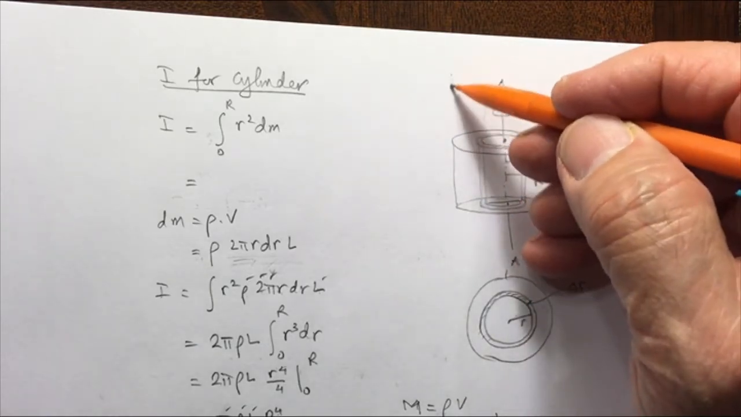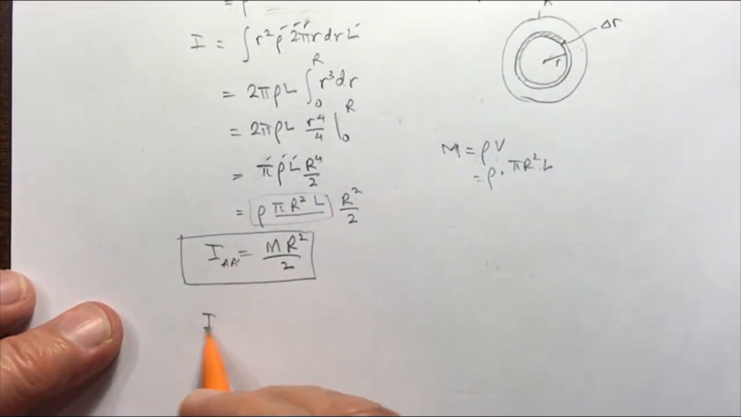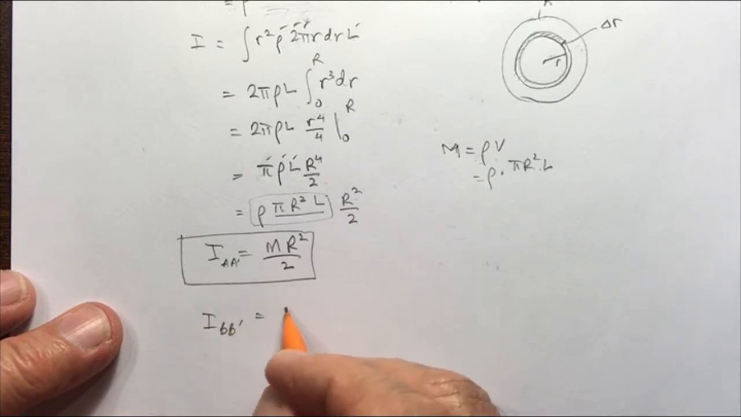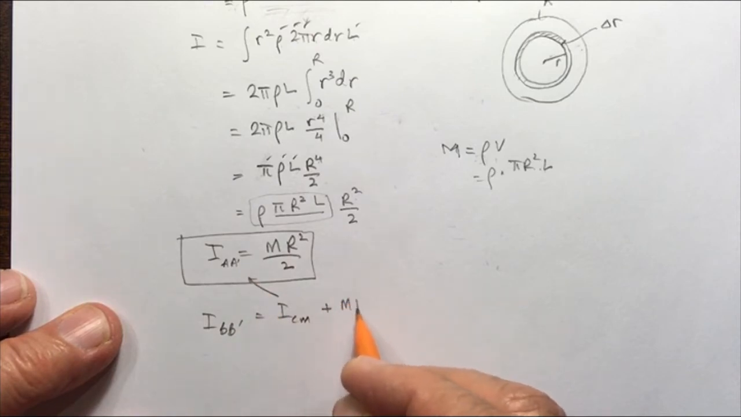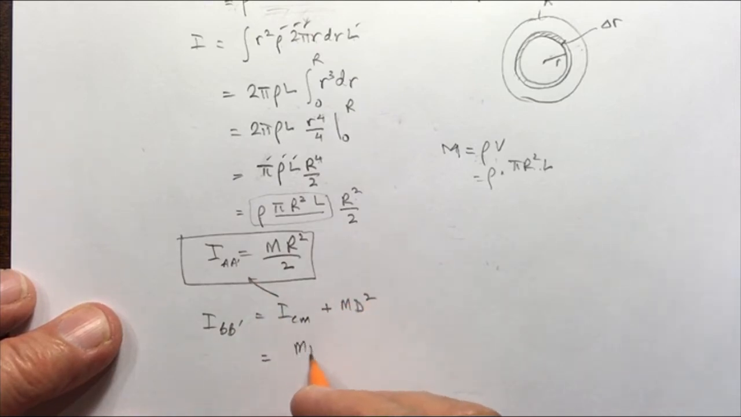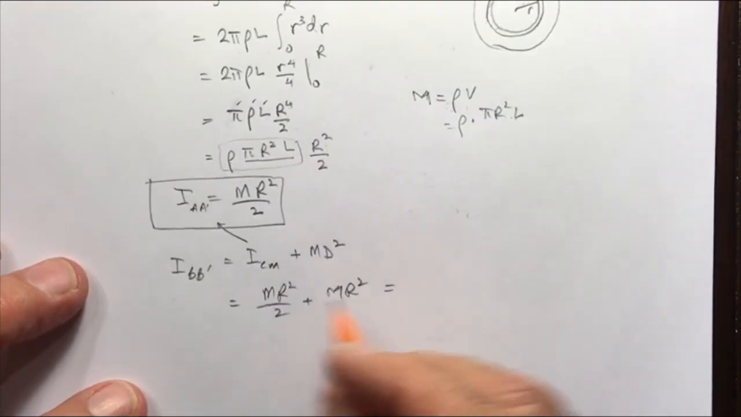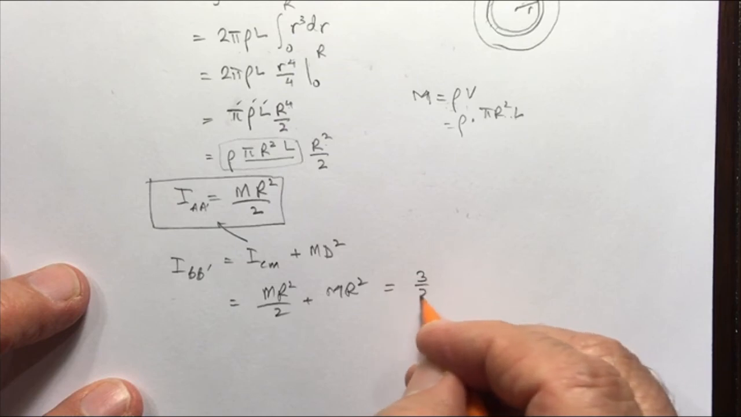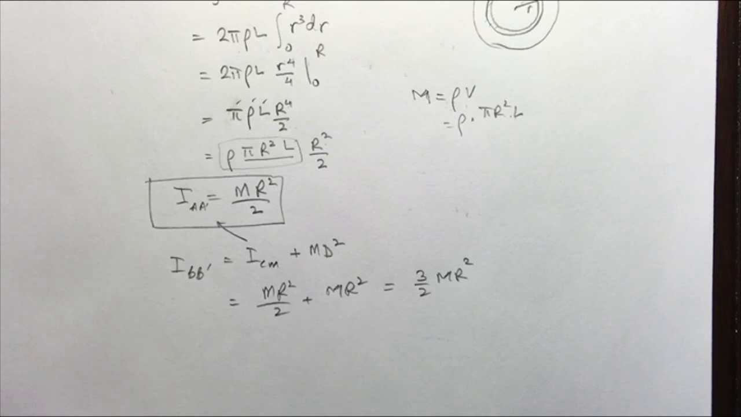Now if you want to find the moment of inertia about an axis that passes through here, all we need to do is I_CM, which is this, plus md squared. So it's going to be m r squared over 2 plus m, and the d is from here to here, which is r, so r squared. So that's 3 by 2 m r squared. So it's pretty easy to find the moment of inertia. Okay, so we stop here.